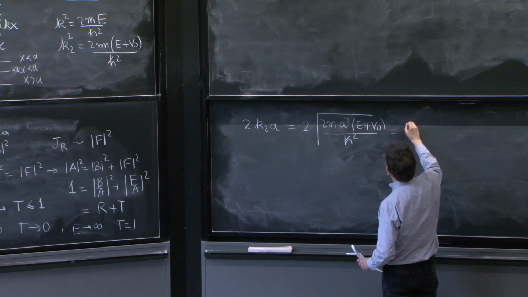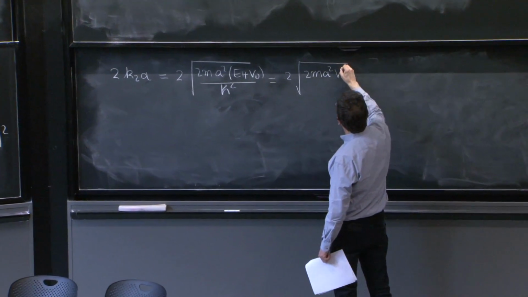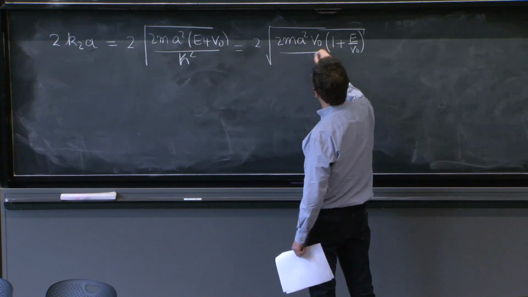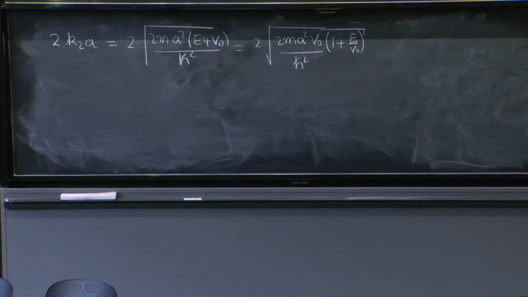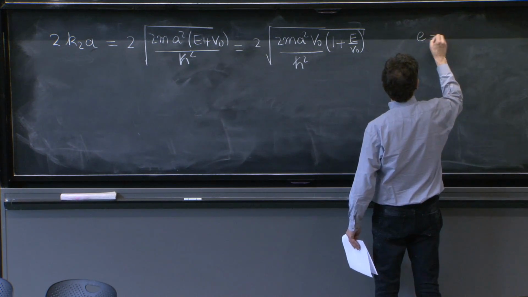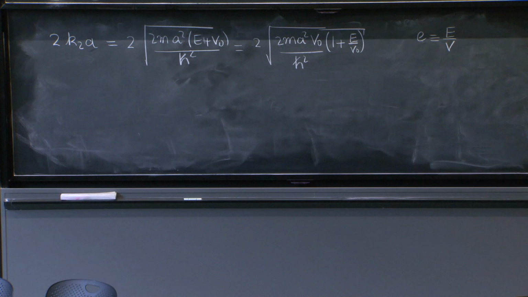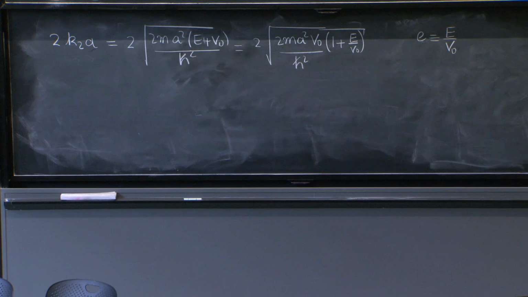So what do we have here? 2 times square root of 2m a squared. Let's factor a V naught. So you have 1 plus E over V naught. And you have h-bar squared here. So this is okay. There's clearly two things you can do. First, define a unit-free energy. So the energy is now described by this little e without units that compares the energy of your energy eigenstate to the depth of the potential. So it should be over V naught. So this is nice. You don't have to talk about eVs or some quantity, just a pure number.